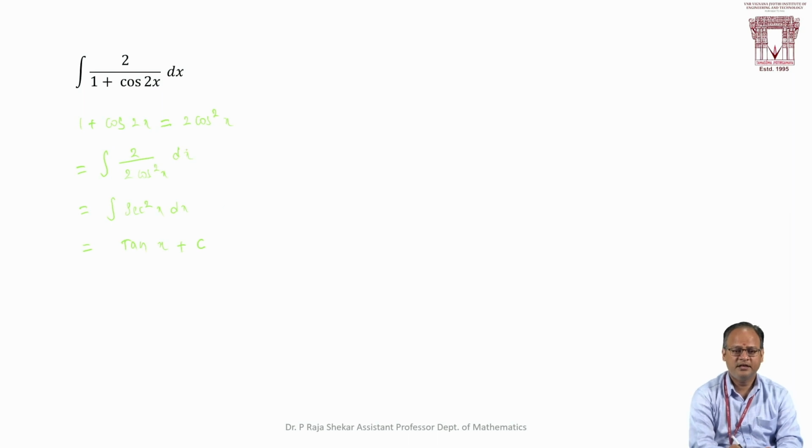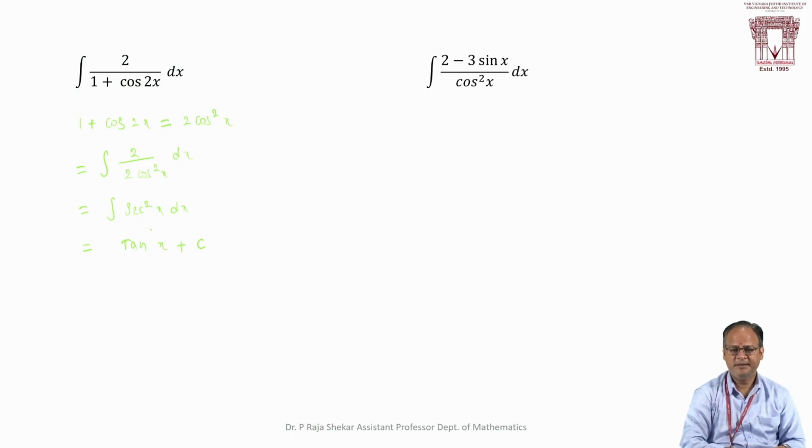So in order to get the integration of 2 divided by 1 plus cos 2x, we make use of a trigonometric formula. The formula we have used is 1 plus cos 2x as 2 cos square x. Substituting and rewriting, we get secant square x, and the integration of secant square x is tan x.